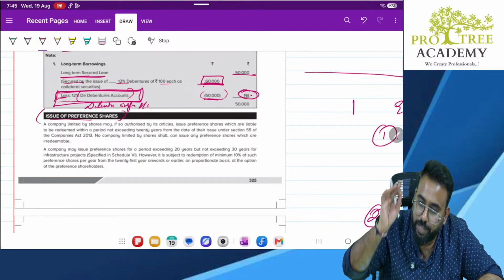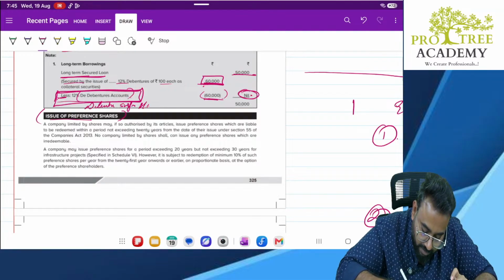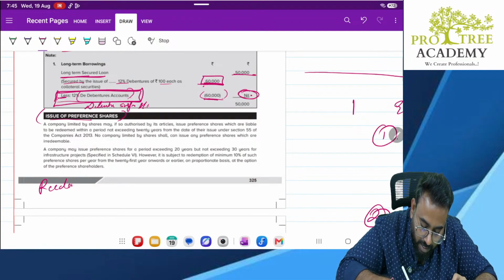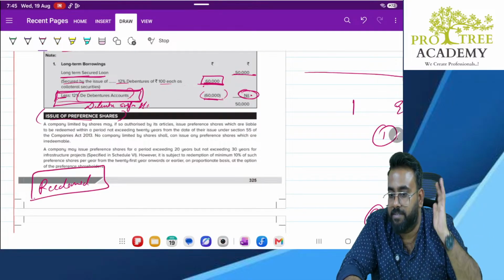ಶೇರ್ಸ್ ಹ್ಯಾಸ್ ಟು ಬಿ ರಿಡೀಮ್ಡ್ ಮ್ಯಾಂಡೇಟರಿಲಿ. ರಿಡೀಮ್ಡ್ ಅಂದ್ರೆ, ವಾಟ್ ಈಸ್ ದ ವರ್ಡ್ ರಿಡೀಮ್ಡ್? And redeemed means paying back the money.